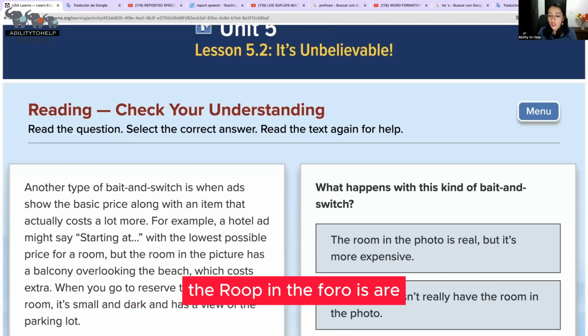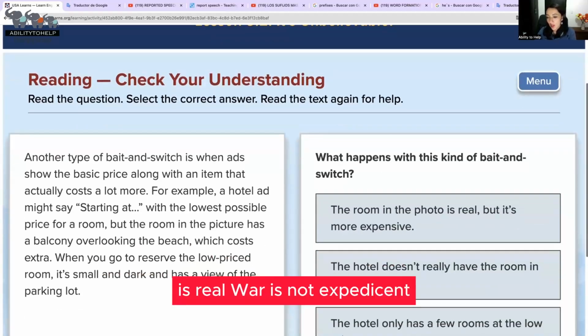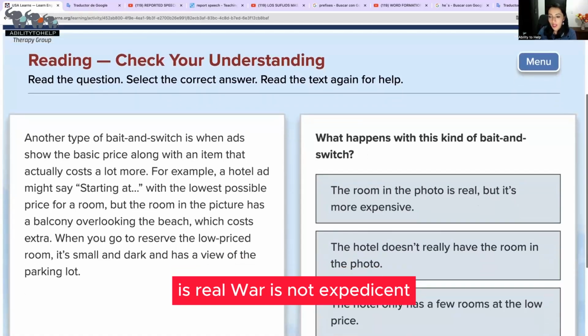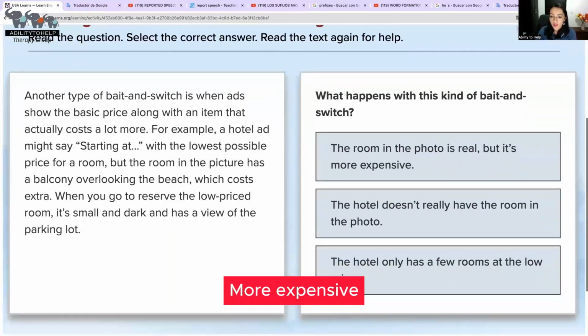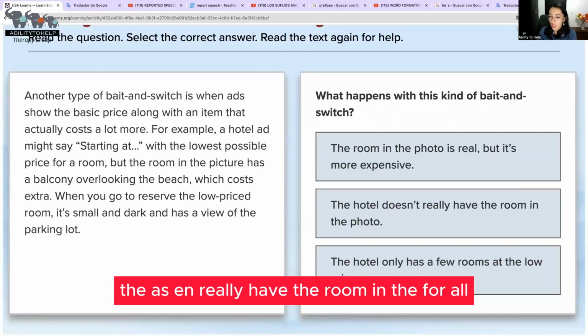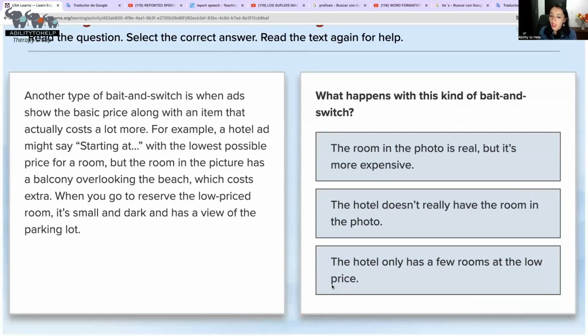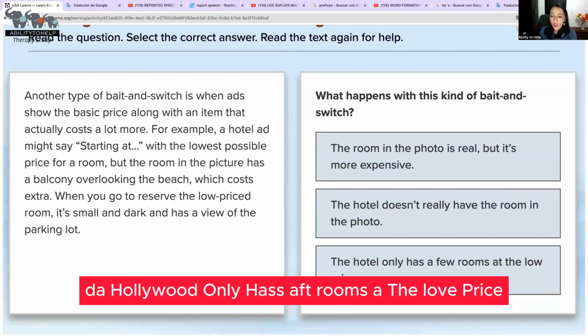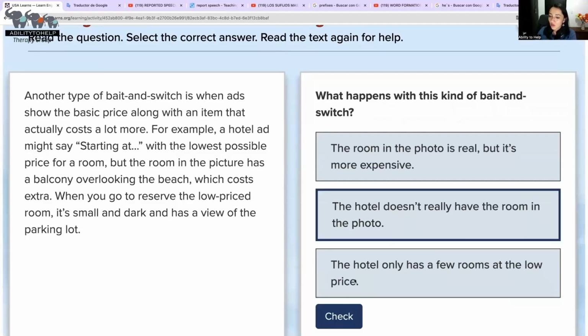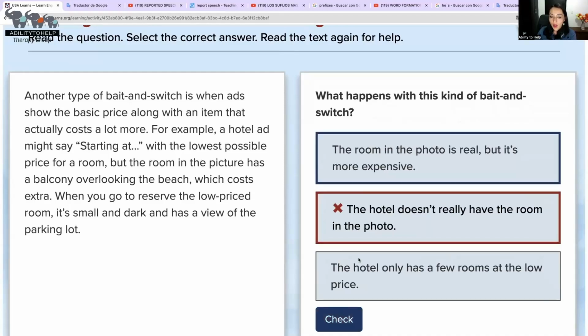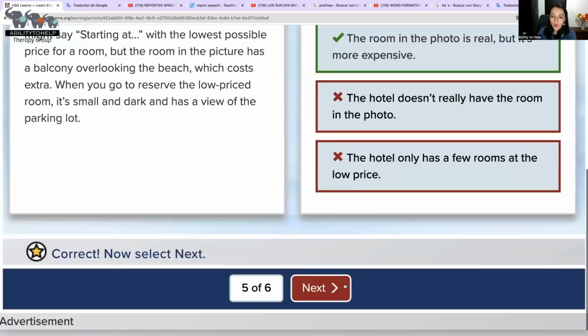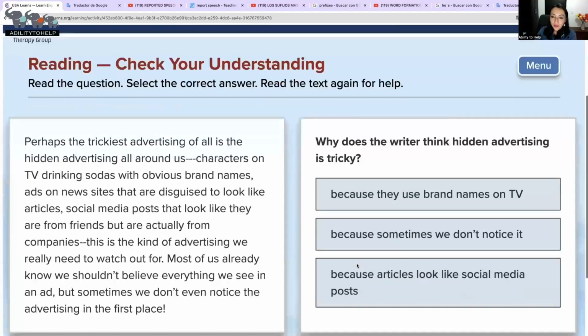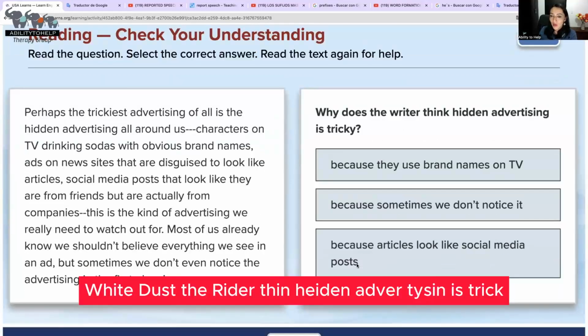The room in the photo is real, but isn't more expensive. The hotel doesn't really have the room in the photo. The hotel only has a few rooms at the low price. So, I don't know, maybe this one, the first one. Yes. Why does the writer think hidden advertising is tricky?